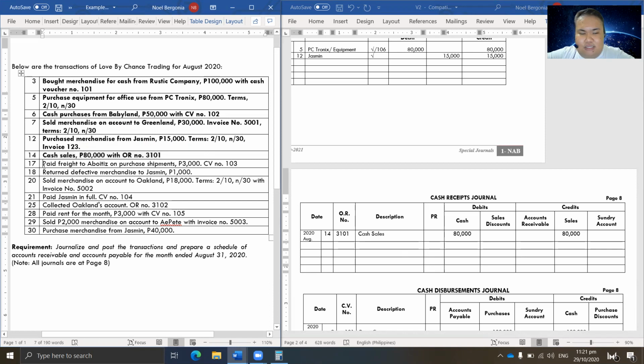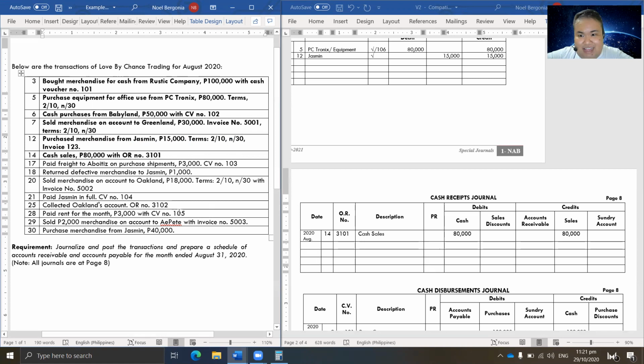Okay, next we have on August 17, paid freight to Aboitiz on purchase shipments. Okay, 3,000, cash voucher 103. So nagbayad siya ng mga transportation, malamang ng mga binili niya. So what does it mean? We will have a freight in kasi wala naman pong ano dito no? FOB shipping or destination. So we will assume that it will be a freight to be paid by the company. Okay? So ayan po, where are we going to record that?